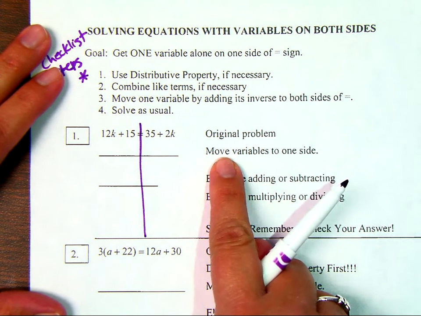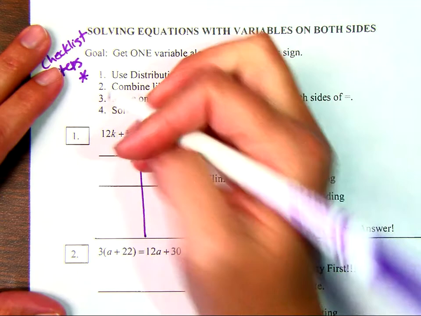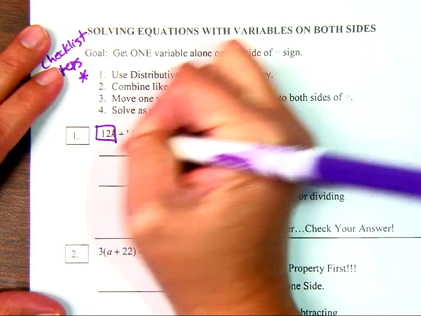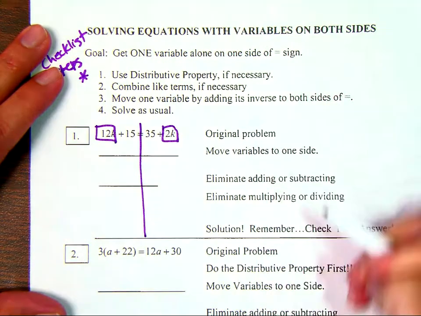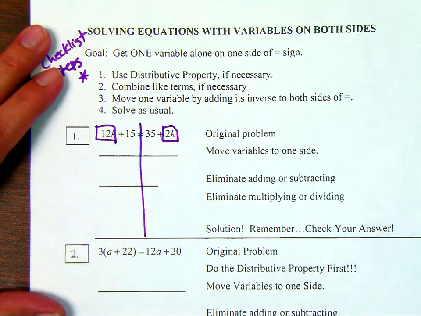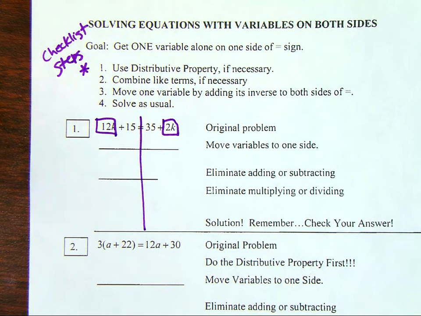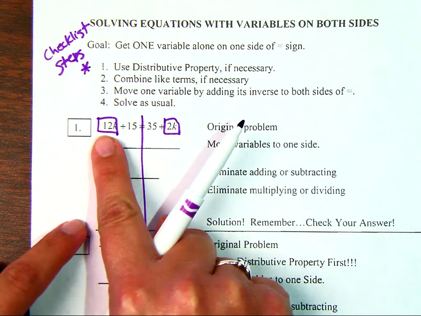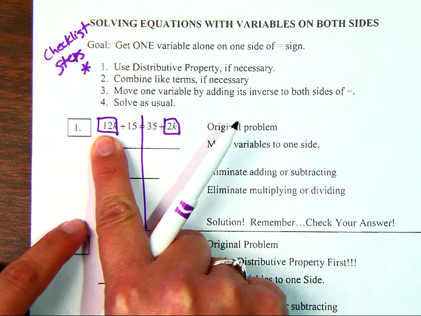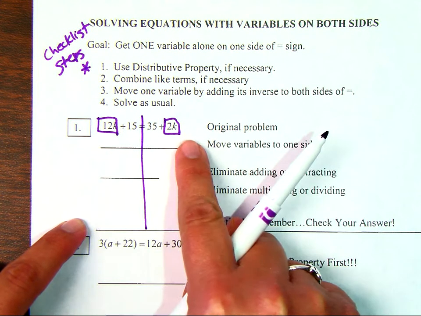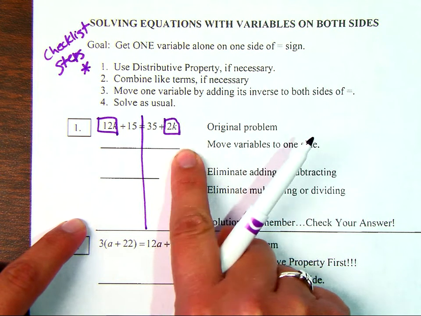Now we're going to move variables to one side. So we have 12k and 2k. We want to move those k's with one another. It doesn't matter which side we move them on, but you want to help yourself to maybe not deal with negative coefficients if possible. For example, I could move this 12k by getting with negative 12k and put that over here, but then that would give me a negative coefficient.